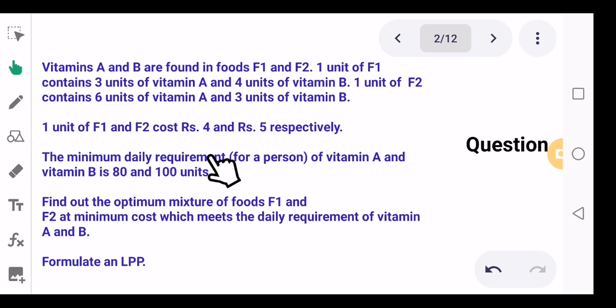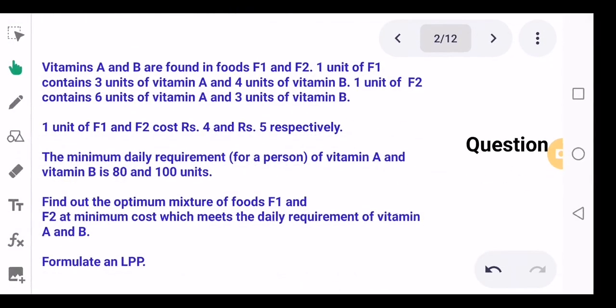The minimum daily requirement for a person of vitamin A and vitamin B is 80 and 100 units. Find out the optimum mixture of foods F1 and F2 at minimum cost. Okay, at minimum cost, which means the daily requirement of vitamin A and vitamin B. Formulate an LPP. So here they have asked us to formulate an LPP. So we need not solve the problem, you have to only formulate an LPP.